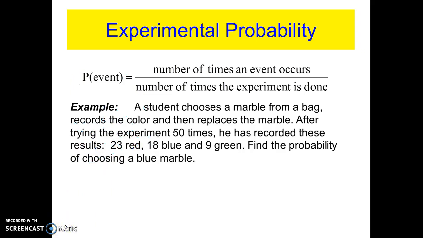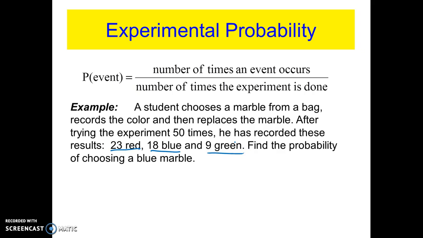Okay, so here's an example. A student chooses a marble from a bag, records the color, and then replaces the marble. After trying the experiment 50 times, he has recorded these results. He pulled a red marble 23 times, a blue marble 18 times, and a green marble 9 times. So 23 red, 18 blue, and 9 green.